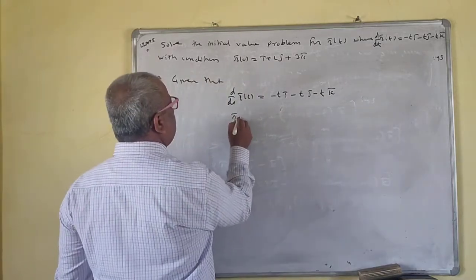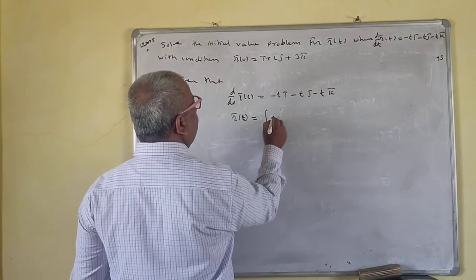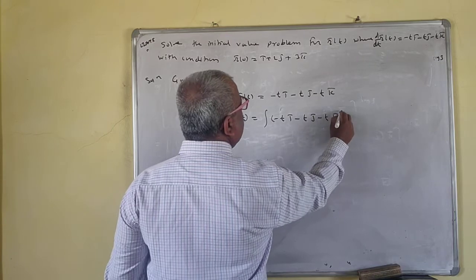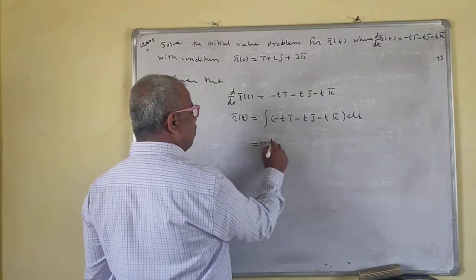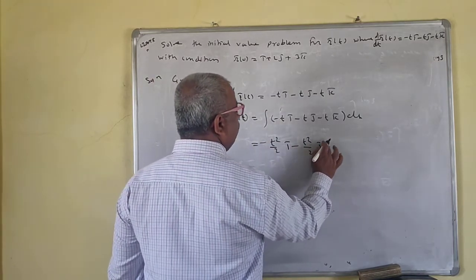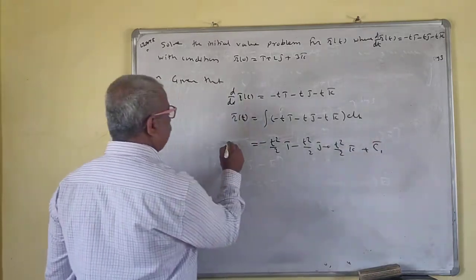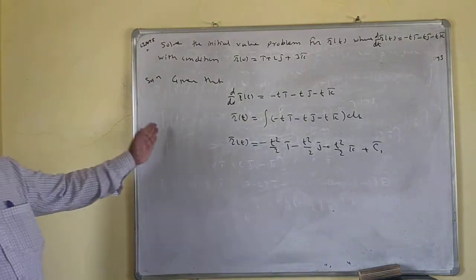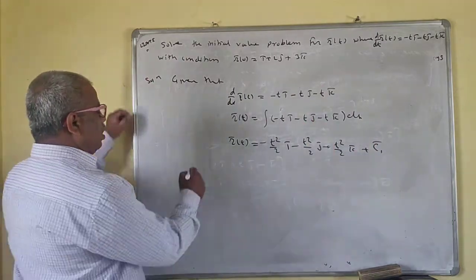Therefore r bar of t is equal to the integration of minus t I bar minus t j bar minus t k bar dt. So this is minus t square by 2 I bar minus t square by 2 j bar minus t square by 2 k bar plus c1 bar, the constant of integration, a constant vector. Because if you differentiate this, the derivative of a constant vector is 0 bar.